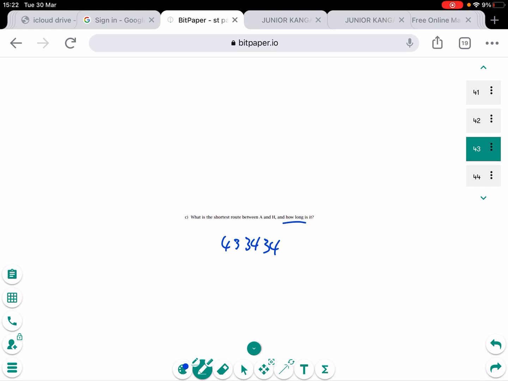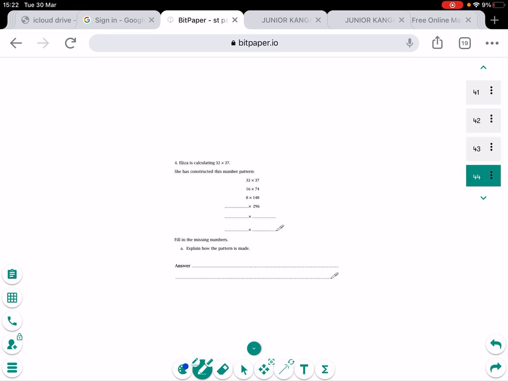So therefore it's 7 plus 10. 7 plus 3 equals 10. 10 plus 4 equals 14. 17, 21. So 21 is our answer.